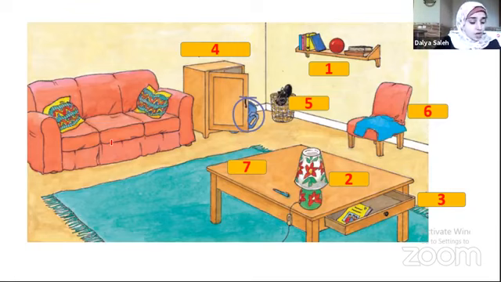Great. Oh no. I can't find my ball. Where is my ball? It's on the shelf. Thank you, Elena.